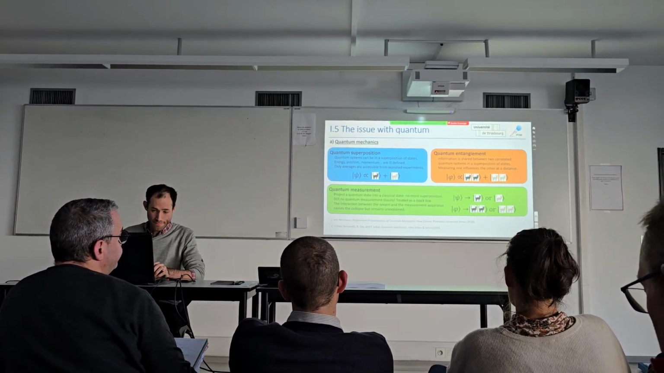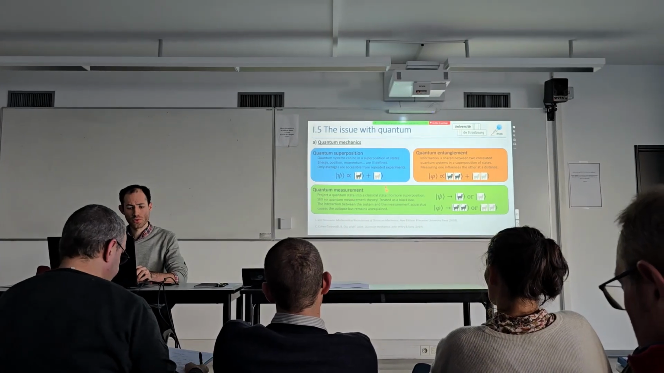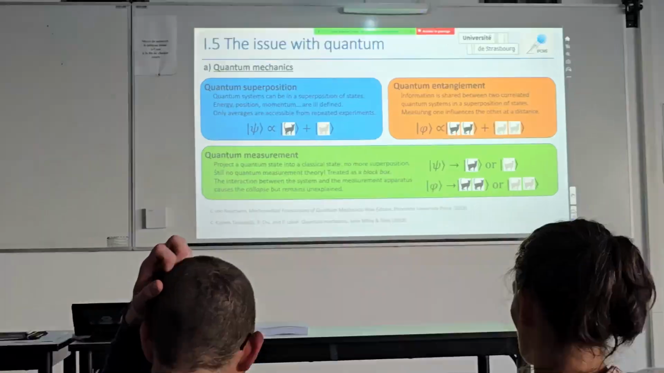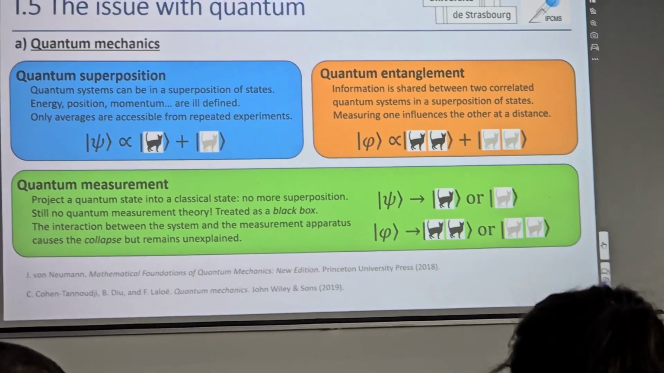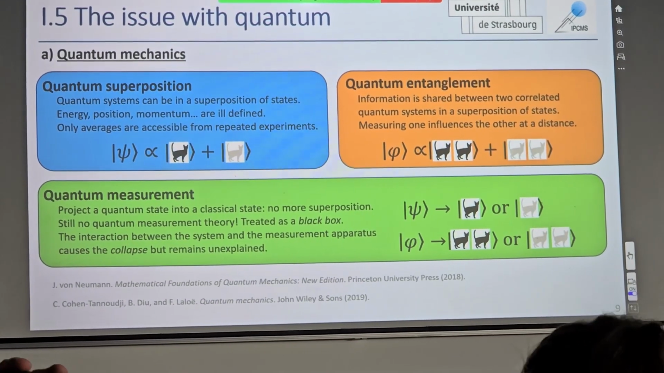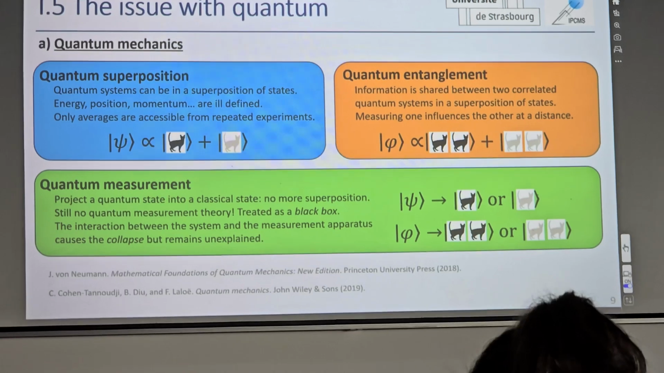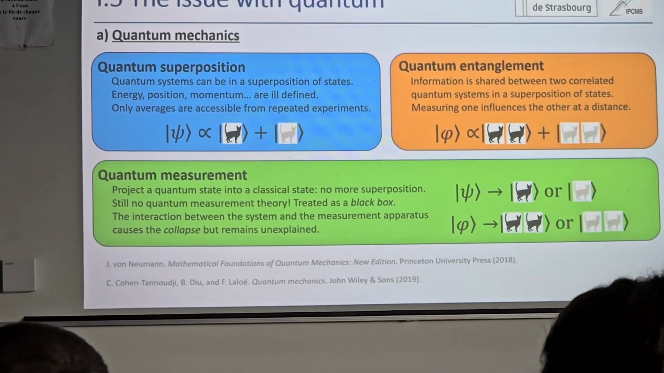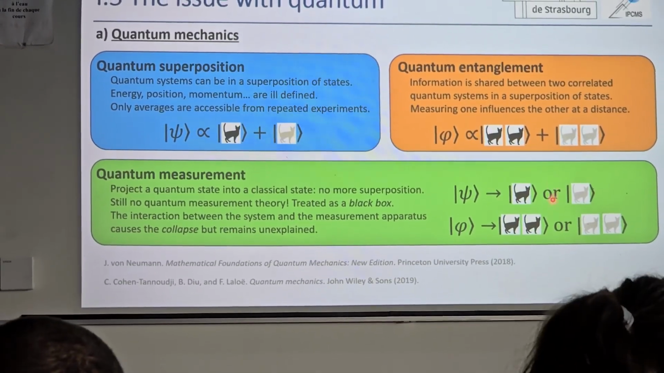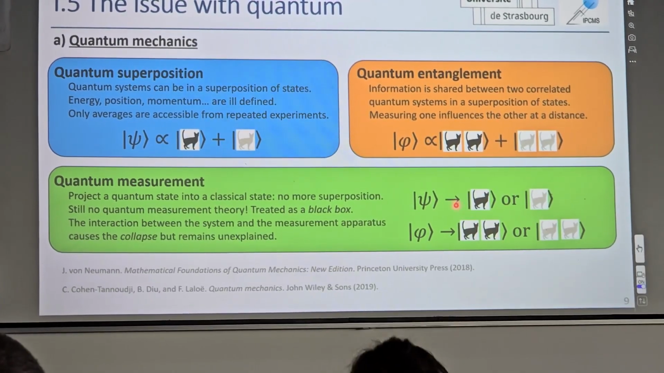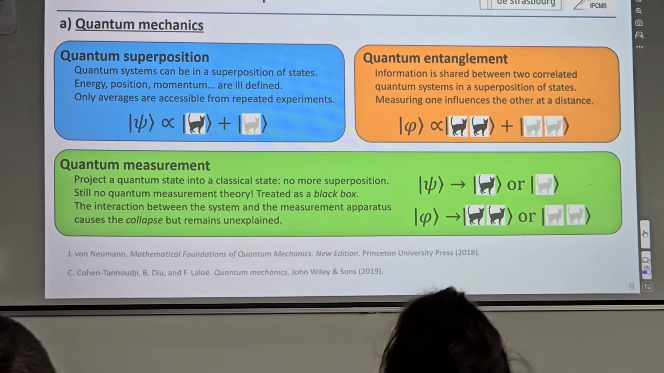And so these two notions are linked to the concept of quantum measurement, which is the act of opening the box. And so opening the box means projecting the quantum state into a classical state and destroying the superposition. The cat was both alive and dead, and now it's either alive or it's dead.